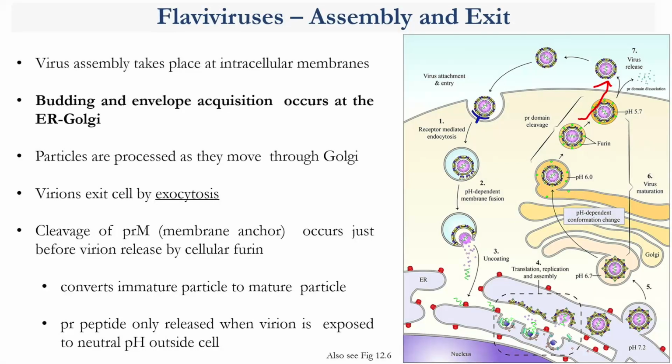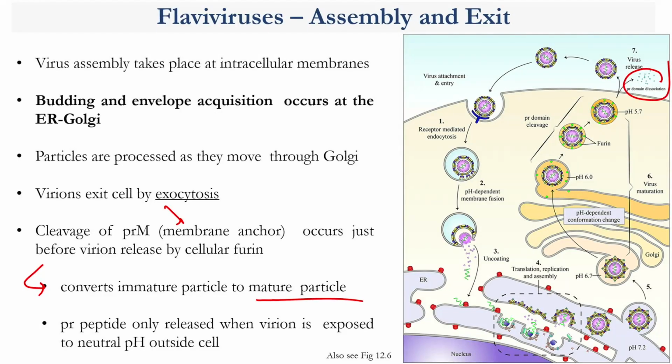But since these proteases are associated with the virus itself, you're going to cleave the PR protein, okay? So your PR domain gets dissociated, and the virus is now outside, and it's ready to go infect other cells, okay? So the particles are processed as they move through the Golgi, virus exits by exocytosis, and your membrane anchor gets cleaved just before the virion is released by the cellular furin, okay? It converts the immature viral particle to a mature particle, and the PR peptide is only released once you go outside the cell.